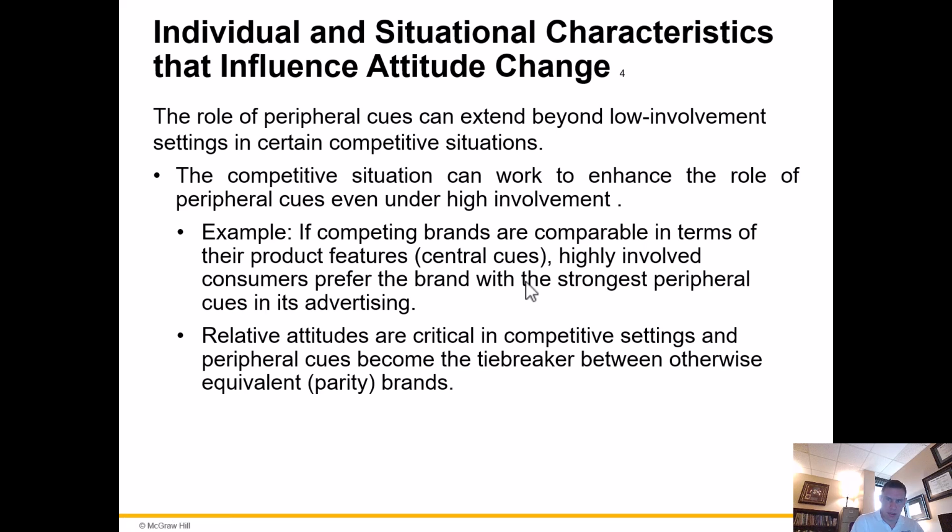Now, the role of peripheral cues can extend beyond low involvement settings in certain competitive situations. The competitive situation can work to enhance the role of peripheral cues even under high involvement. For example, if competing brands are comparable in terms of their product features, central cues, highly involved consumers prefer the brand with the strongest peripheral cues in its advertising. Relative attitudes are critical in competitive settings, and peripheral cues become the tiebreaker between otherwise equivalent parity brands.